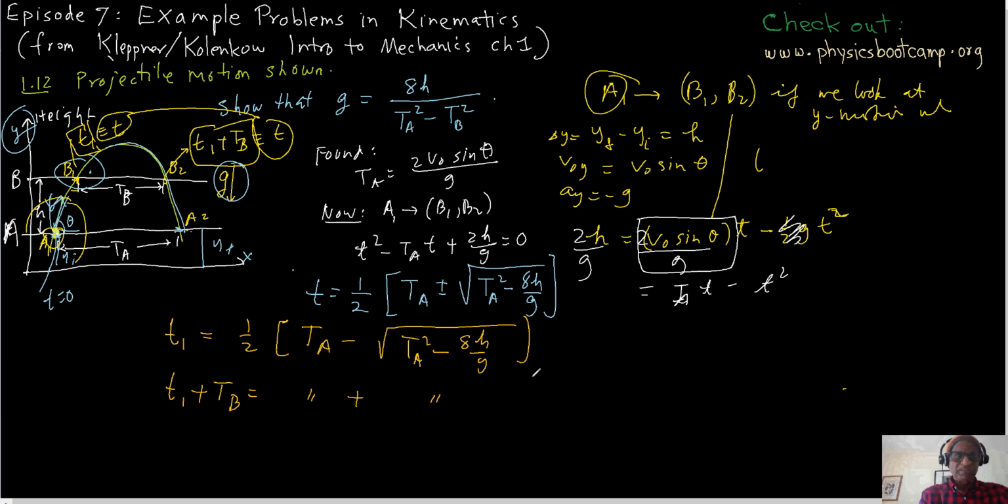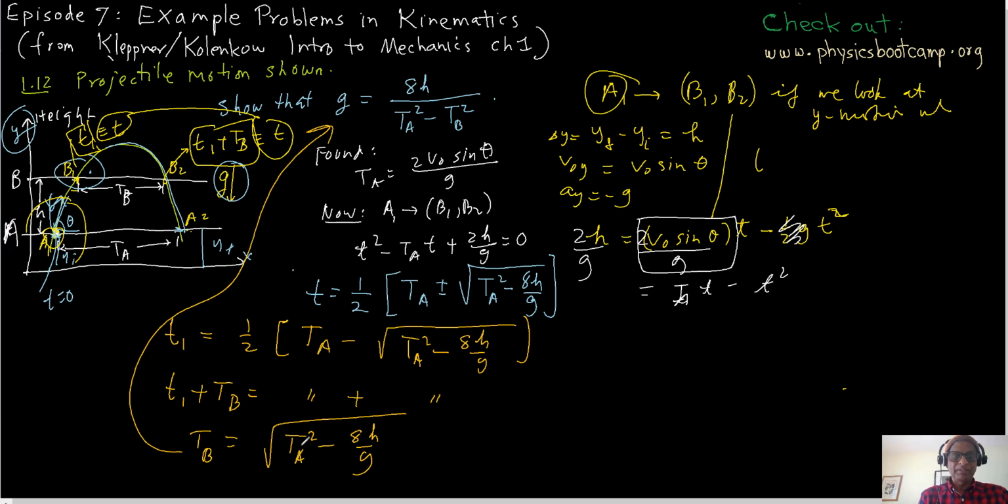So if I subtract out, I'm going to get tb equals half plus half, which must be the square root of ta squared minus 8h over g. Now if you simplify it, you transform it, you're going to get that answer. So there are other ways of doing it, but I find this is a more direct way. I'm just looking at y motion, which is sufficient to solve this problem.